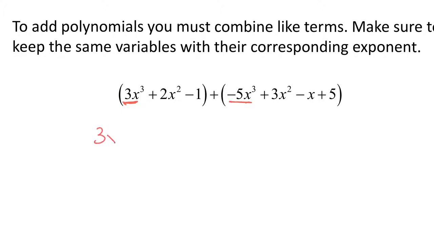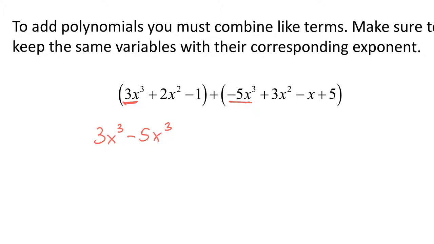I'm going to put them side by side. I'm going to have a 3x cubed, and a plus a negative 5x cubed. But I don't need a plus and a minus side by side. So I'm just going to keep the sign of the term, a minus. I'm going to put a minus 5x cubed right here. If you are adding a negative, you don't need to put the plus. A plus, a minus is just a minus in between.